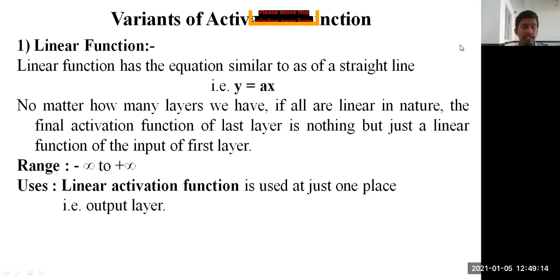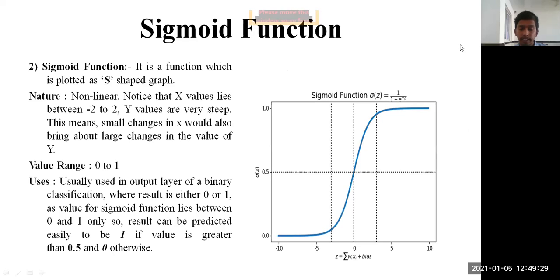So if it is asked with respect to objective questions, this type of thing can be asked as a multiple choice question. What is the range of a linear activation function? It is minus infinity to plus infinity. The second activation function is the sigmoid function, which is a very important concept in artificial neural networks.